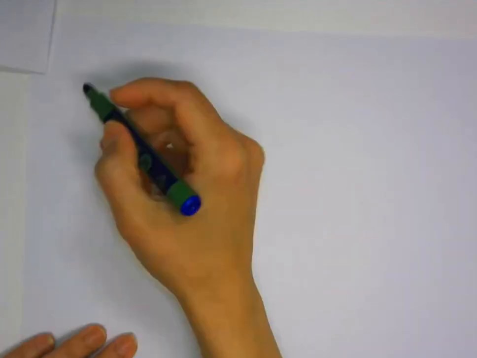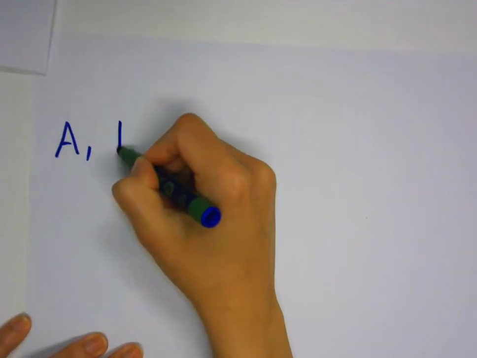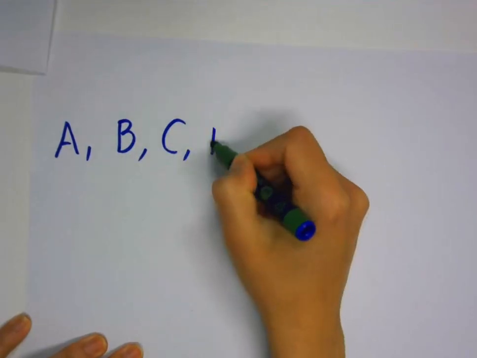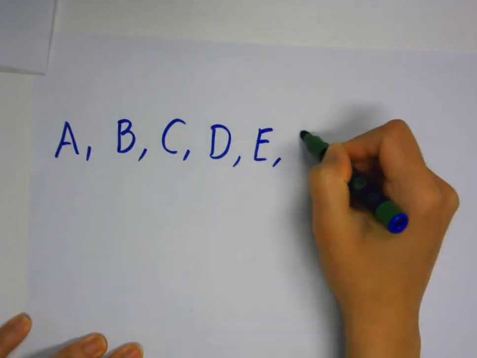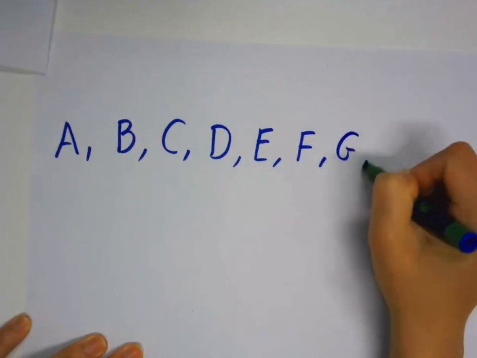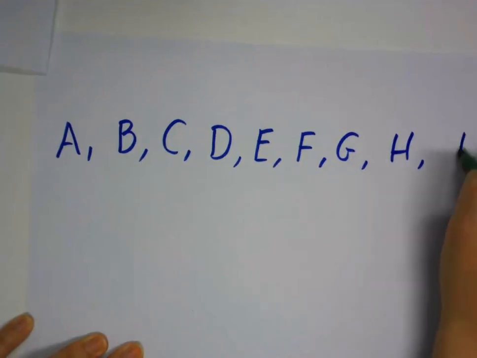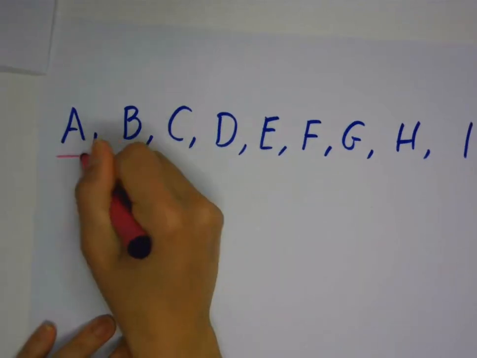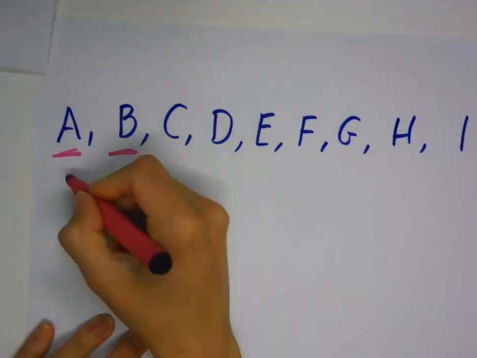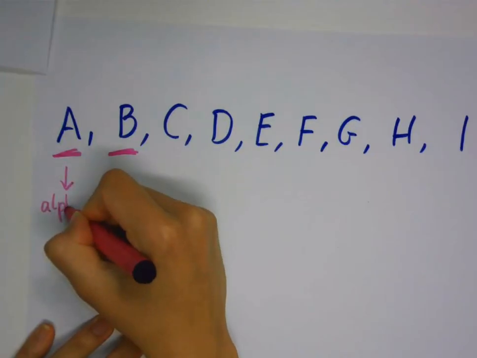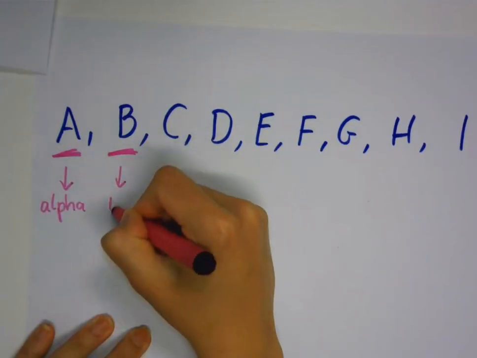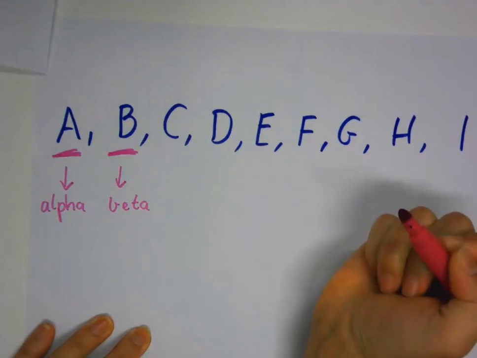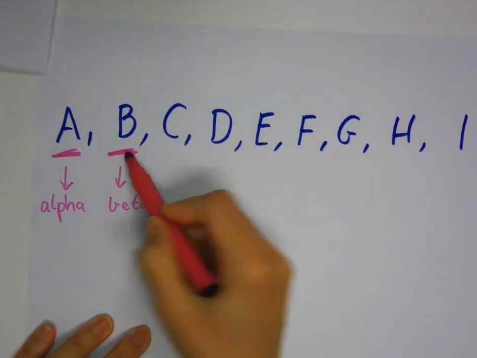Now, if you want a quick trick for how to remember which cells secrete which hormone, this is something I use. The first thing you need to do is write out the alphabet. A, B, C, D, E, F, G, H, I. Now we're going to start with the alpha cells and the beta cells. So you've got A and you've got B. A stands for alpha, B stands for beta. What's first in the alphabet, A or B?